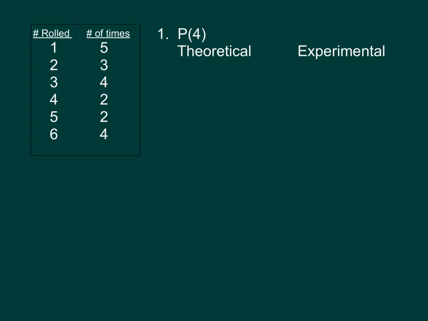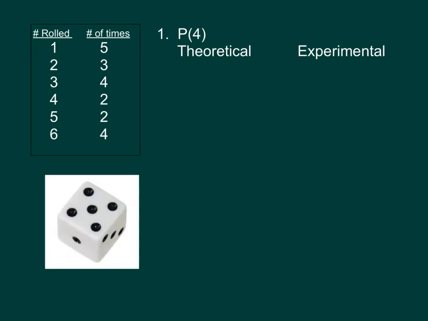Let's look at the probability of getting a 4. When we roll a die, there are 6 possibilities. Looking at our picture of a die, we see 3 of the sides, because it's a cube, so it has 6 sides. We can get a 1, a 2, a 3, a 4, a 5, or a 6. So theoretically, in order to get a 4, there is one way to get a 4, and there are 6 possibilities. So the theoretical probability of rolling a 4 is 1/6.